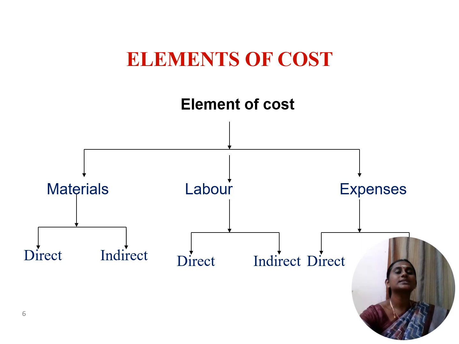So the cost classifications are: on the basis of nature, on the basis of function, on the basis of direct and indirect, classification on the basis of variability, classification on the basis of controllability, classification on the basis of normality, classification on the basis of financial accounting, classification on the basis of time, classification on the basis of planning and control, and last one is classification on the basis of managerial decision making.